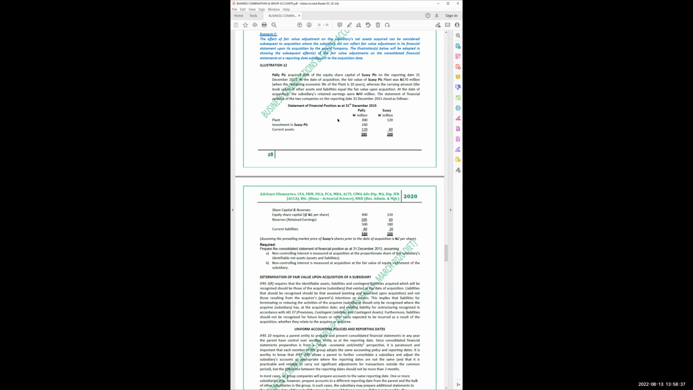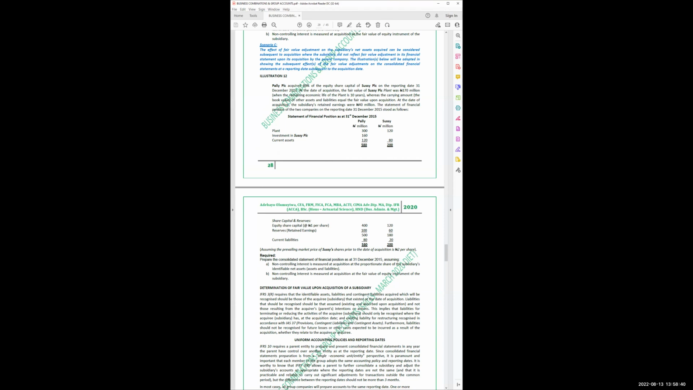Okay. Scenario C, the effect of fair value adjustment on the subsidiary's net asset acquired can be considered subsequent to acquisition where the subsidiary did not reflect fair value adjustment in its financial statement upon its acquisition by the parent company. The illustration below will be adopted in showing the subsequent effects of the fair value adjustment on the consolidated financial statement as at reporting date, subsequent to the acquisition date.